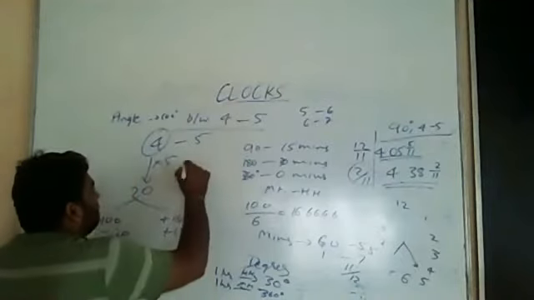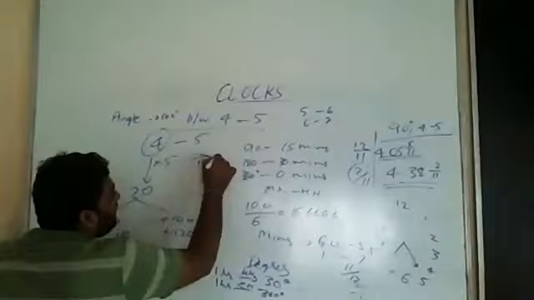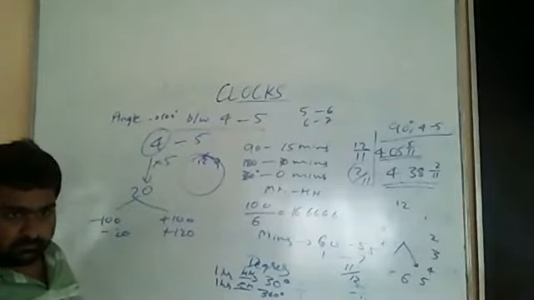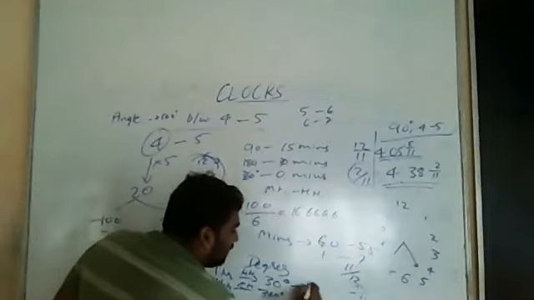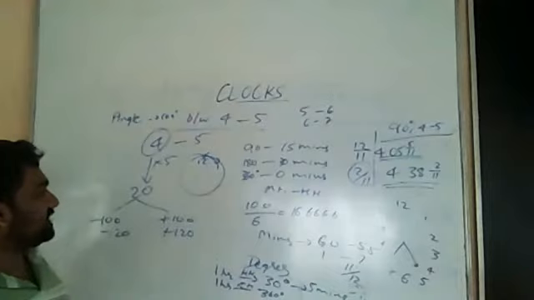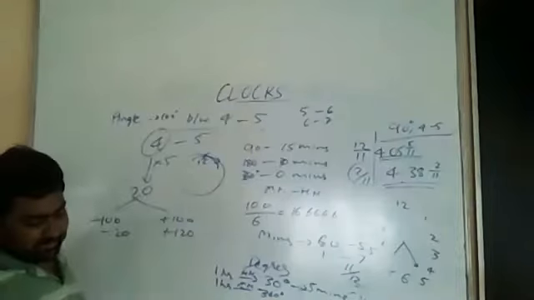With respect to the clock, if it is 12 to 1, in this, how many minutes are there? 5 minutes are there, correct? Or 30 degrees are there. That is what we are doing, correct? This 30 degrees is nothing but equivalent to 5 minutes, yes or no? In representation. Do you guys understand this? Yes, sir. So it is 5 minutes.